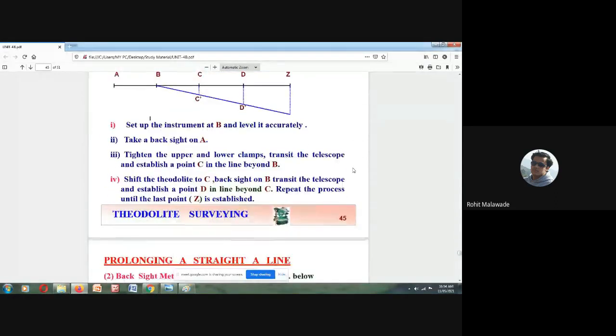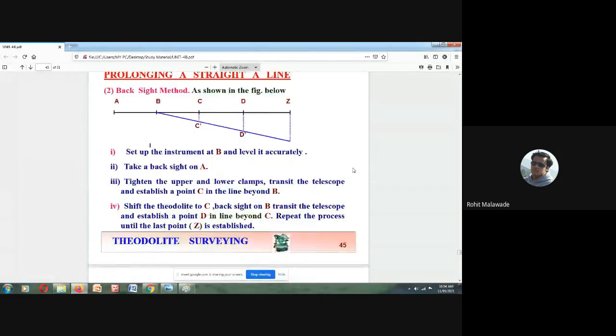Now, what is the backsight method? Set the instrument at B instead of A. I will keep the instrument at B and level it accurately, with the backsight on A. The point A should already be known. If you want to go through the backsight method, the point A should already be known, and directly you set the instrument at B.